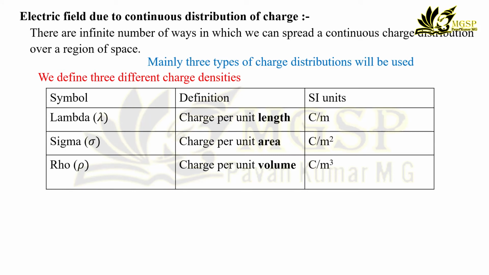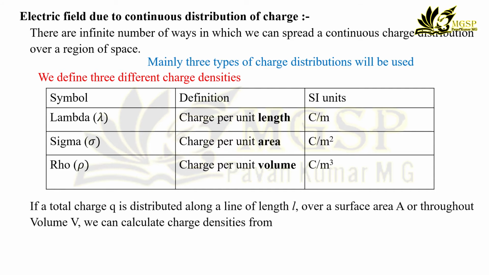We define the charge densities by symbols, and I have simplified the definitions so it will be very easy. Lambda is the density in terms of length, sigma in the area case, and rho in the volume case. Charge per unit length is the linear charge density. Charge per unit area is the surface charge density. Charge per unit volume is the volume charge density, and the respective units are coulomb per meter, coulomb per meter square, and coulomb per meter cube.